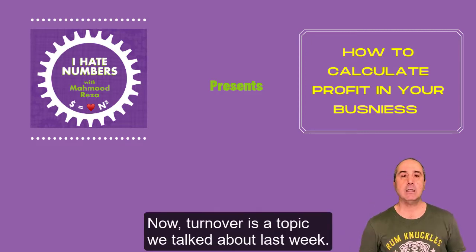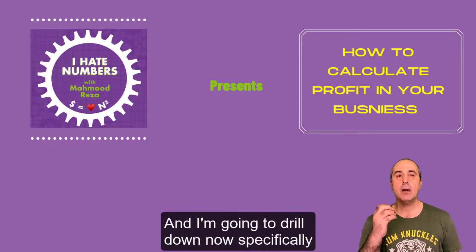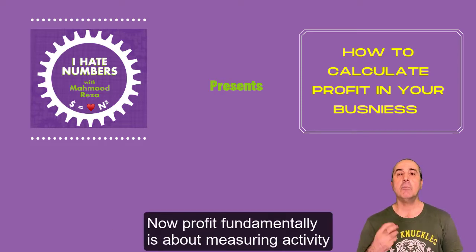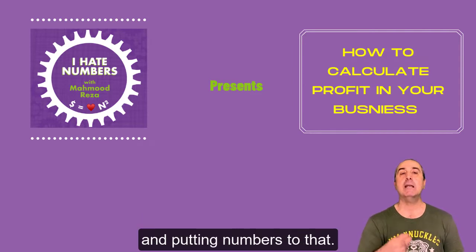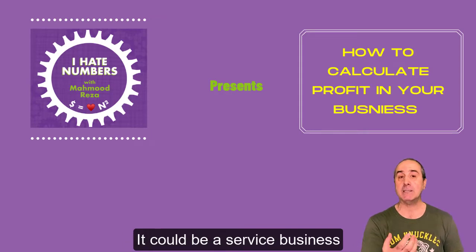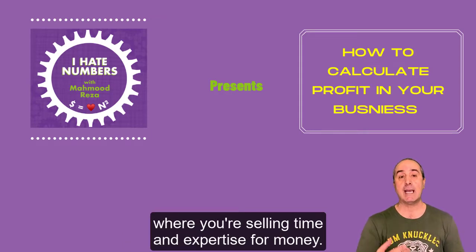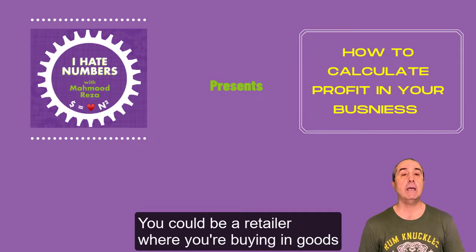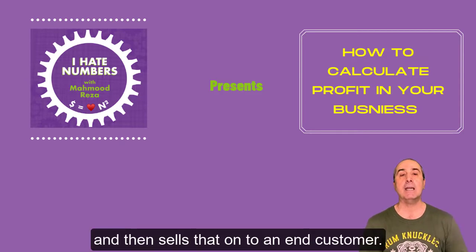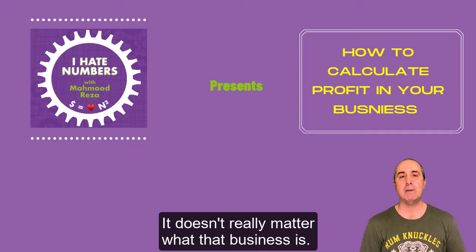Now, turnover is a topic we talked about last week, and I'm going to drill down now specifically and look at profit, what it actually is. Profit fundamentally is about measuring activity and putting numbers to that. So if we imagine your business, it could be a service business where you're selling time and expertise for money. You could be a retailer where you're buying in goods and selling that on to a customer. You could be a manufacturer who makes things and then sells that on to an end customer. Doesn't really matter what that business is.